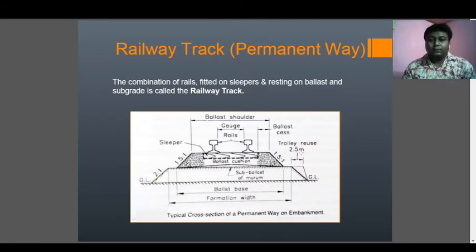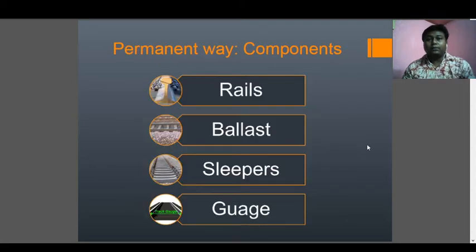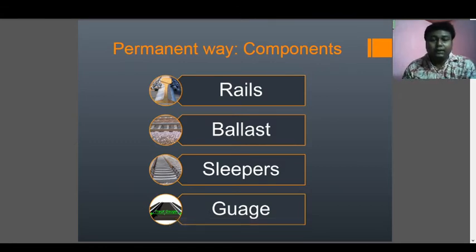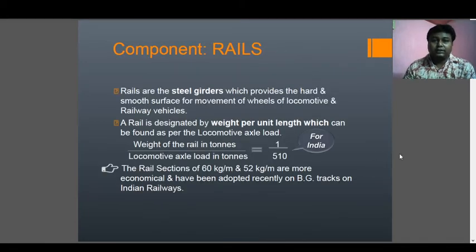Next we will discuss the permanent way. What is the permanent way? The basic components of the permanent way are, first, the rail. This is the rail part, upon which the trains move. Then the ballast part, these are the stones. Then the sleeper. This is one sleeper, this is another sleeper. These are some concrete sleepers. And gauge. Gauge means the distance between the inner parts of the rails. These are the gauges.